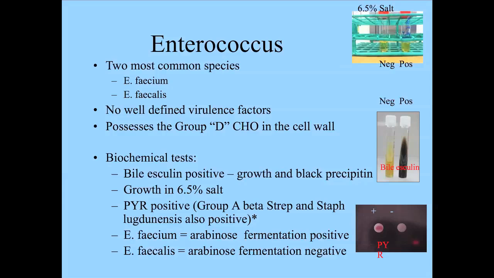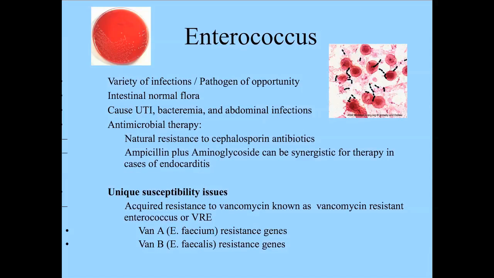On the next slide, we'll talk more about the Enterococcus. They can cause a variety of infections. They're a pathogen of opportunity, primarily being found as intestinal normal flora. When they do cause disease, they normally cause urinary tract infection, bacteremia, and abdominal infections.